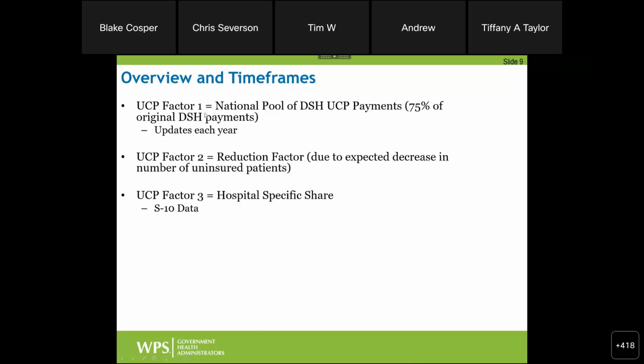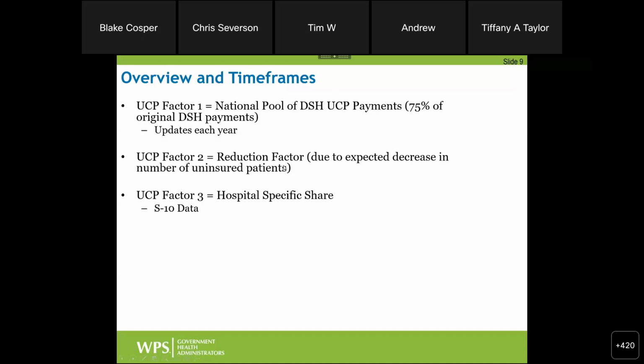So a little bit about the factors. I mentioned factor 3. It's been a term we've used for quite some time, but I want to go back and make sure everybody's on board or aware of what that is. So the uncompensated care payment is the product of 3 factors. Factor 1, which changes every year, is basically CMS's calculation of 75% of what the empirically justified DISH payments would have been that year. 75% of it gets carved out for uncompensated care. So that's like the overall national pool.